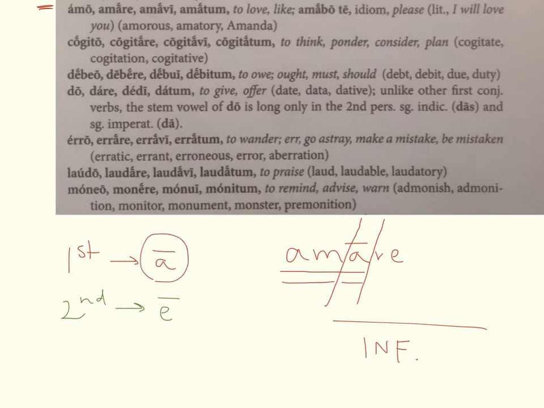So this one is definitely in first conjugation. Now let's look at the last word on our list, moneo, monere. We go to our second principal part, cut off the re infinitive ending, divide the base from the thematic vowel, we're left with a long e, which means that one is in second conjugation.